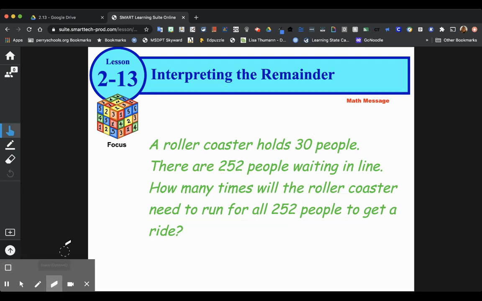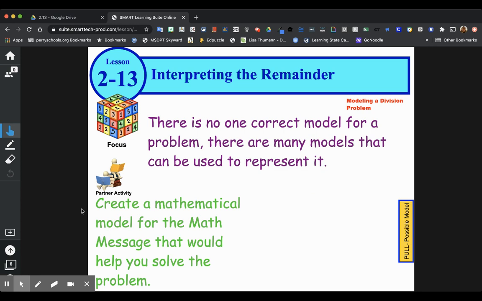And you always want to think it through. Anytime you have a question, you want to talk about it, and even make notes for yourself to figure out what exactly you need to do. Because this question is not asking what is 252 divided by 30. It's asking how many times can this roller coaster run to get all those people through.